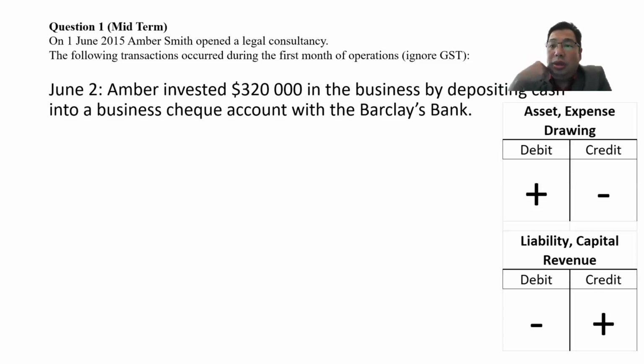So what is the effect on the business? We are looking at the business perspective. When the owner of the business, Amber, gave the business a sum of money, 320,000, the asset will increase. Am I right? Cash is an asset. So when the owner deposited 320,000, we are going to debit the cash account.